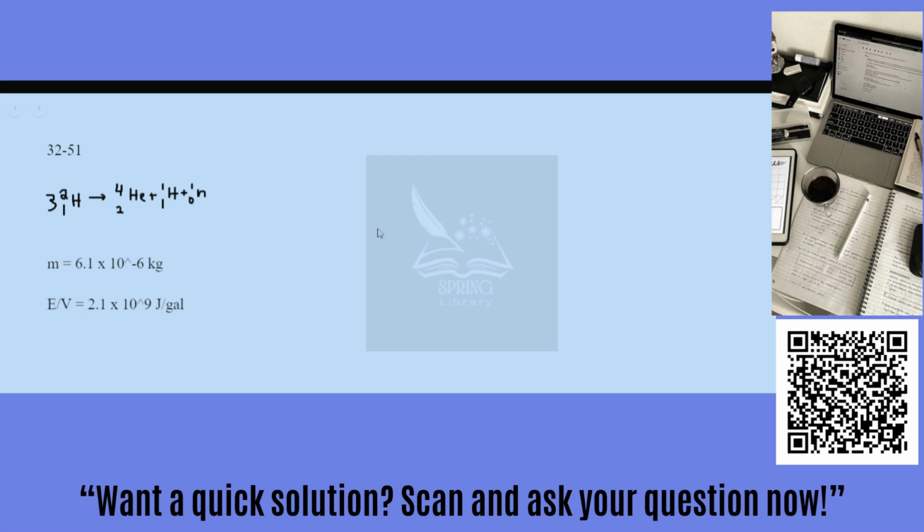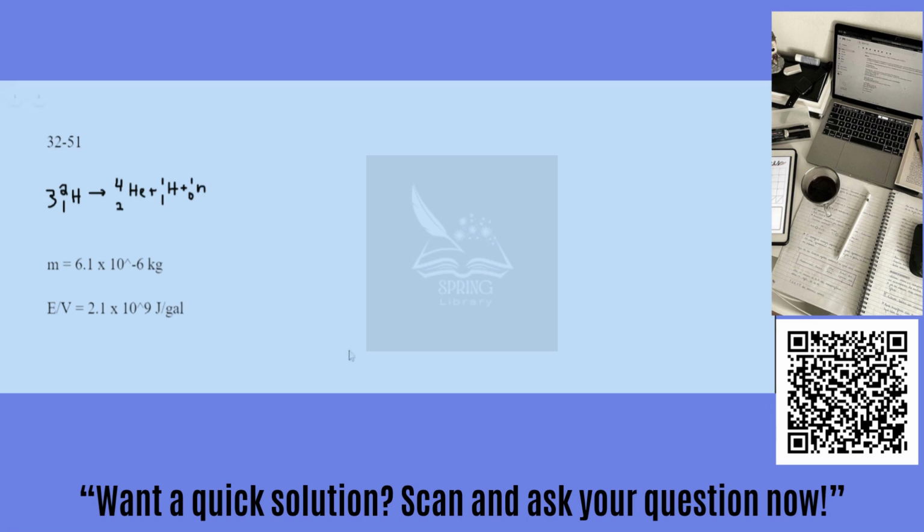Question 51 states that imagine that your car is powered by a fusion engine in which the following reaction occurs, the one shown here, and gives the masses, which I will provide later. The engine uses 6.1 times 10 to the negative 6 kilograms of deuterium fuel. If 1 gallon of gasoline produces 2.1 times 10 to the 9 joules of energy, how many gallons of gasoline would have to be burned to equal the energy released by all the deuterium fuel?